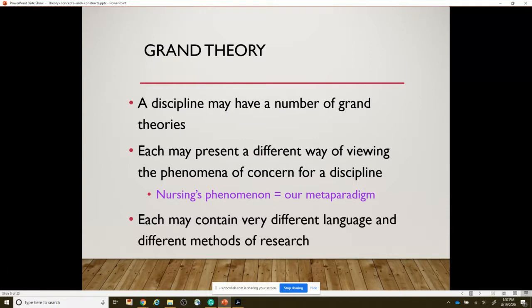You'll find that some schools or colleges of nursing have adopted a particular grand theory to guide them. Some magnet hospitals have actually also chosen grand theories to guide their work. For those of you who work in magnet hospitals, you may be familiar with them. And they're going to have different ways that they recommend that you practice and actually work through things.